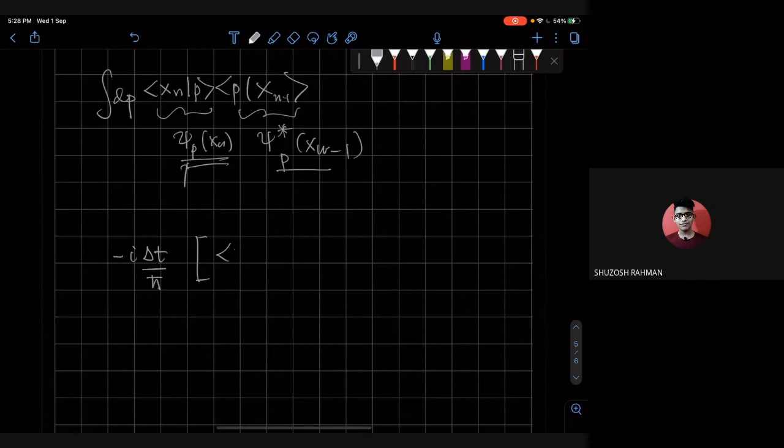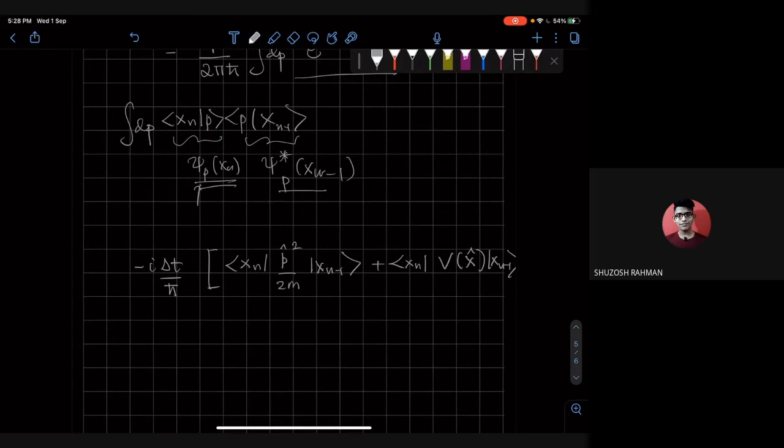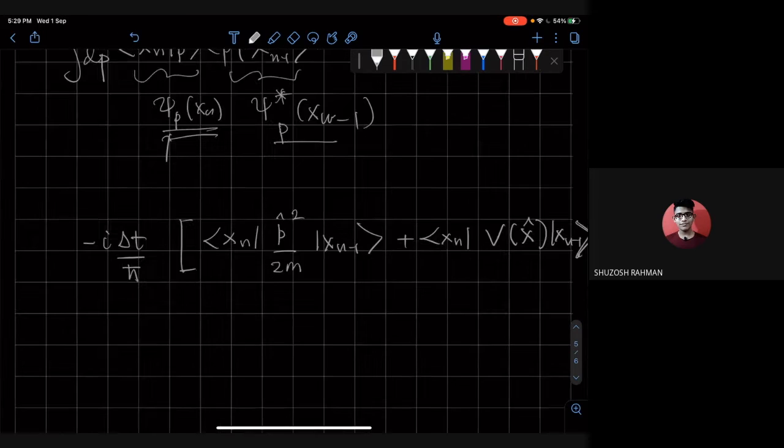And then we have x of n. The first term is p squared by 2m, x of n minus 1 plus x of n, and then some potential, which we are assuming is a function of just the position operator, x of n minus 1. Okay?